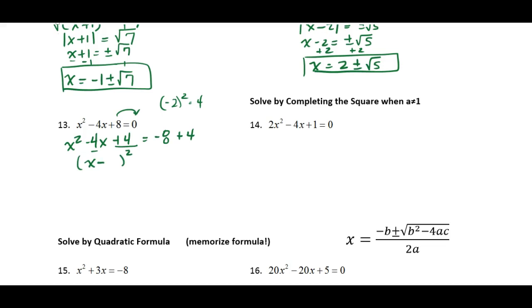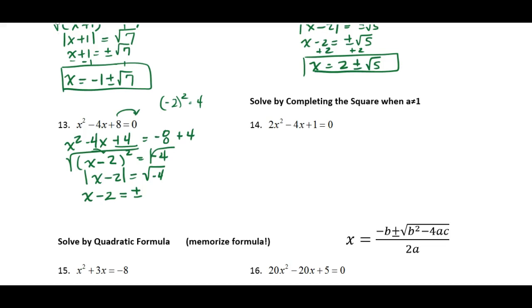What's half of 4? It gives me 2. It's all about that middle term. -8 plus 4 gives me -4. Now we're back to extracting square roots again, so square root it. So this is the absolute value of x minus 2 equals the square root of -4. So that's x minus 2 equals positive or negative.